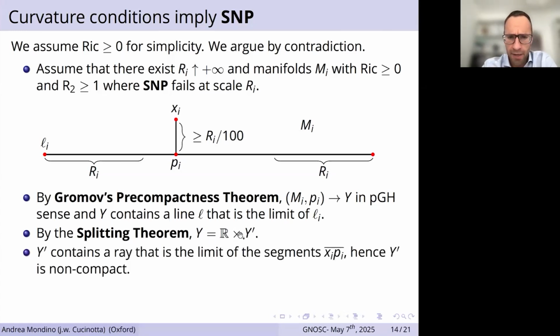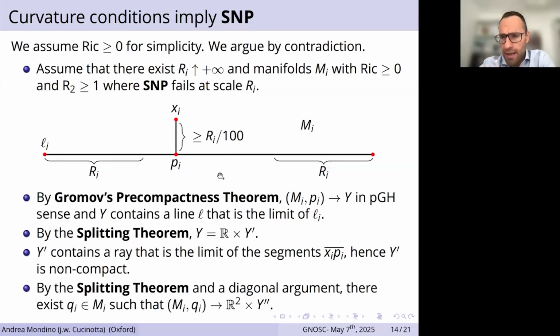Okay, very good. Now let's see what we can say on this remaining factor Y prime. So now remember that these points xi are at larger and larger distance from the line Li. And so passing to the limit, we can prove that this Y prime will contain a ray, which is a limit of the segments xi pi, and then this Y prime is non-compact.